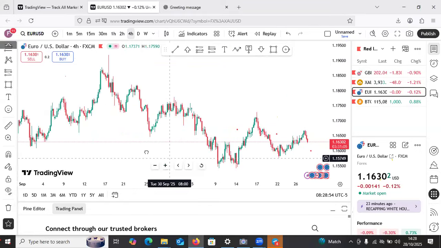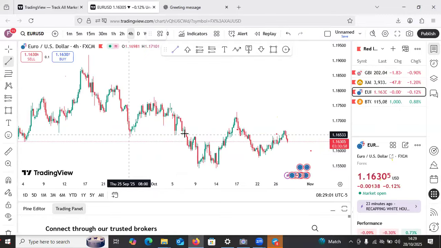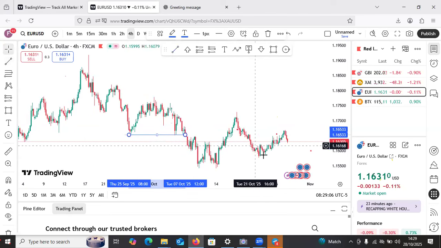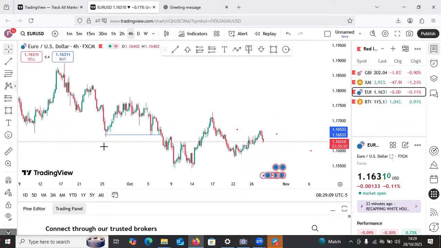Now, if you look at the 4 hours, the market is going down because this is the last big structure of the market. Price comes back here and starts to sell. And this is the last low of the market.